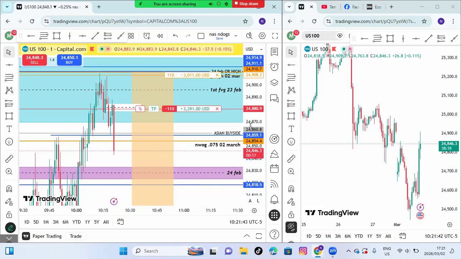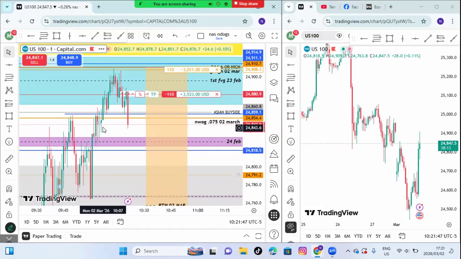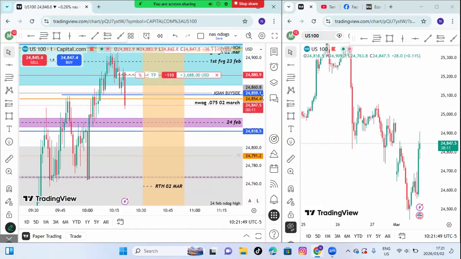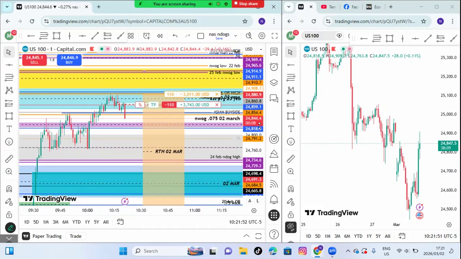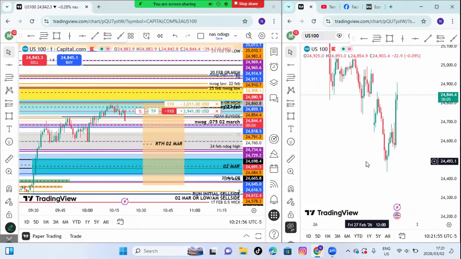So that's it, guys. That's beautiful, right? Beautiful reaction there in the Nasdaq. So for profit taking, looking for these lows and lower levels, right? This low and lower levels.